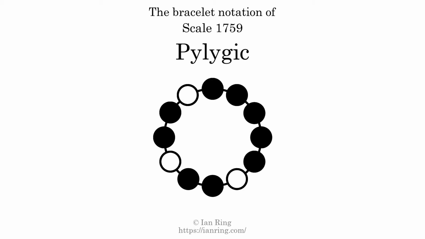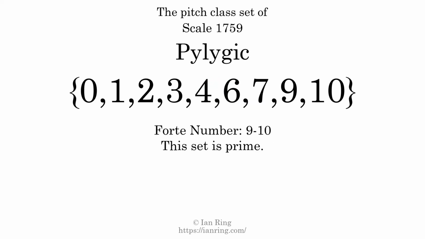This is a bracelet notation diagram of scale 1759. The shaded circles represent tones that appear in the scale, and they are read clockwise, starting at the top. The pitch class set for this scale is 0, 1, 2, 3, 4, 6, 7, 9, 10. The forte class is 9, 10.